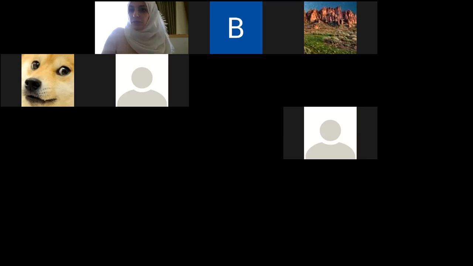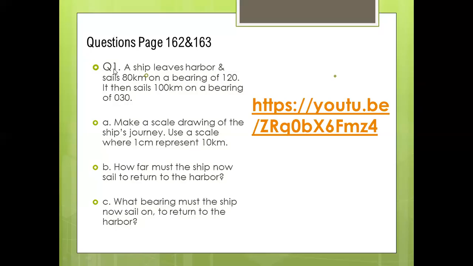Thank you, Bashar. Okay, now I will go back and share my PowerPoint. Let's share the PowerPoint and I will draw it, but not accurately in the same way we drew on the paper. Okay, this is the presentation where we went through the first question. A ship leaves the harbor, sails 80 kilometers on a bearing of 120 degrees. It then sails 100 kilometers on a bearing of 30 degrees.